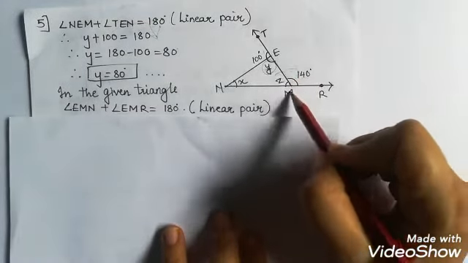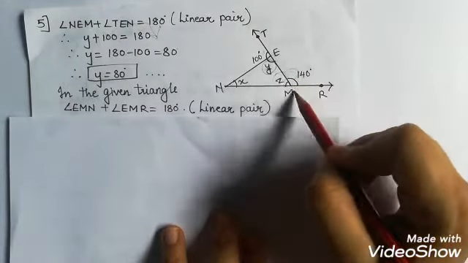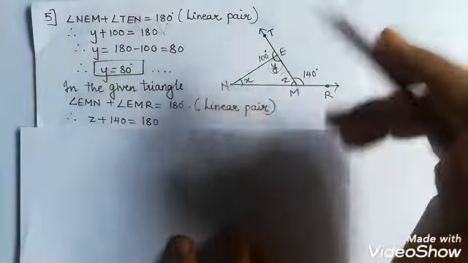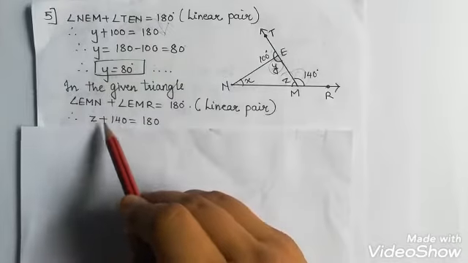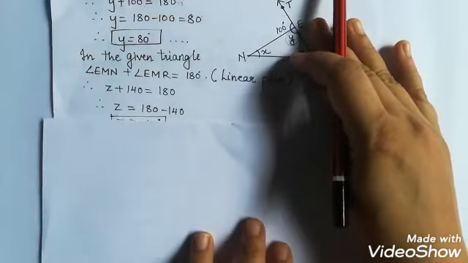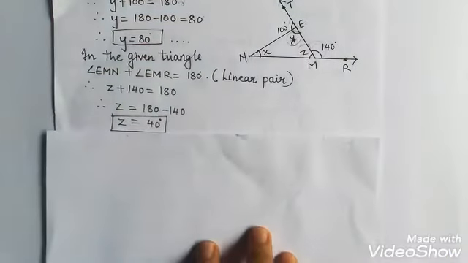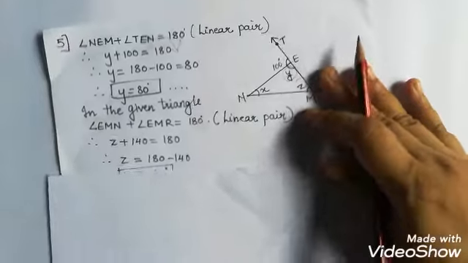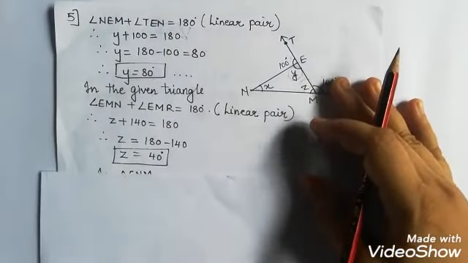So angle EMR plus angle EMN is equal to 180 degrees. Therefore, Z plus 140 is equal to 180. Therefore, Z is equal to 180 minus 140, which is equal to 40 degrees. Okay. Now, let us see the third one.